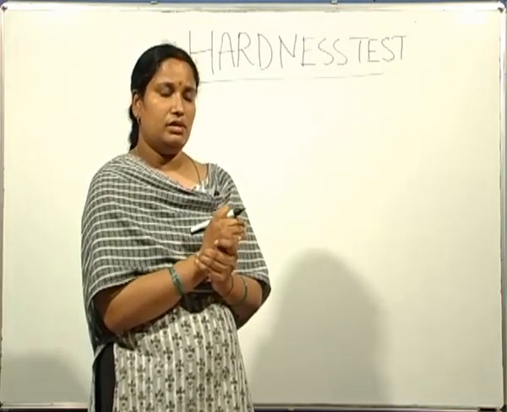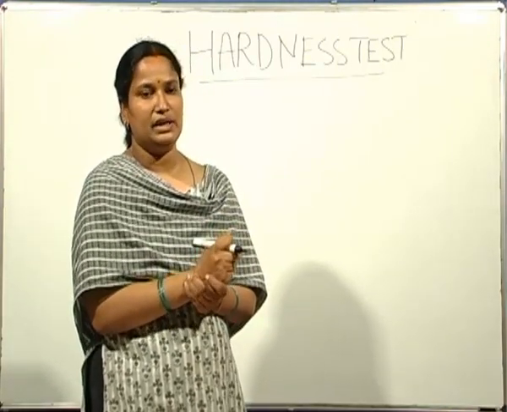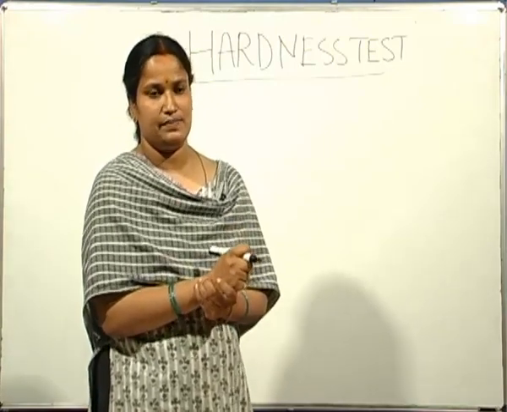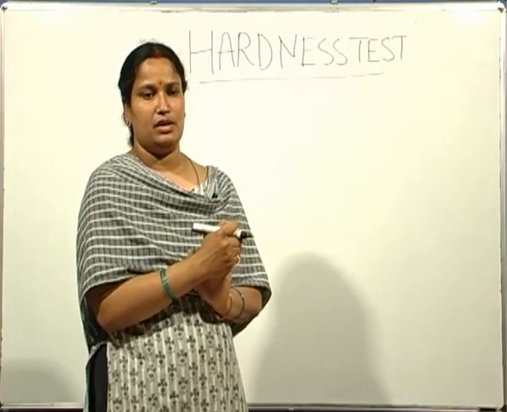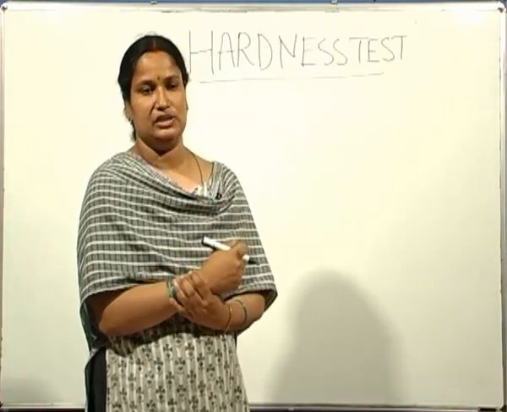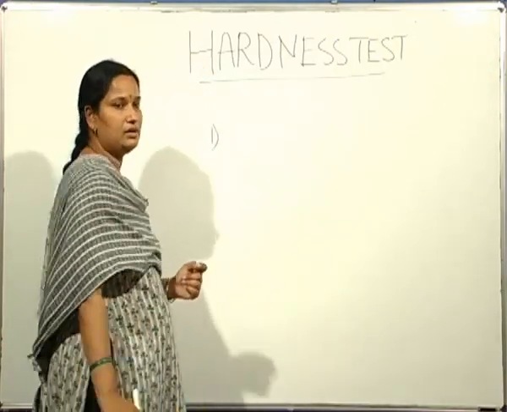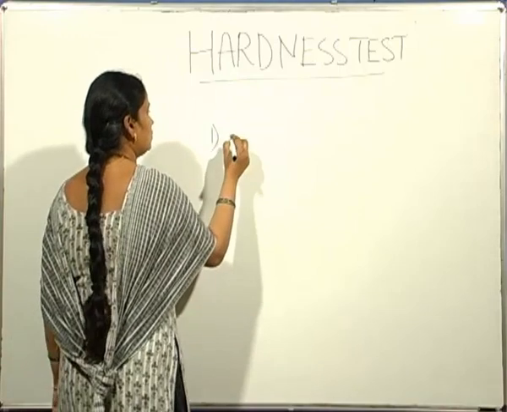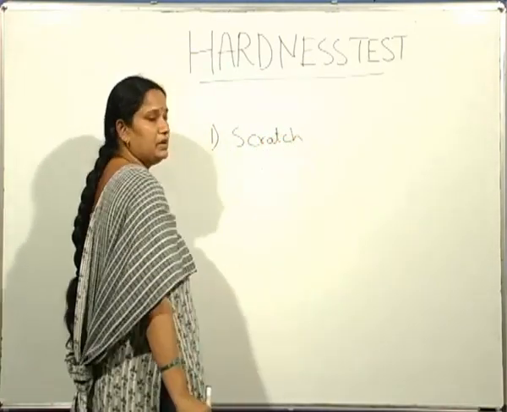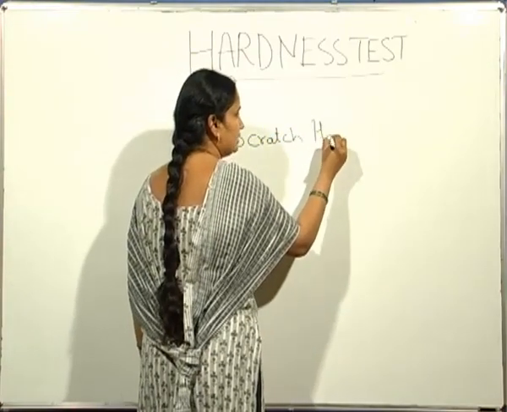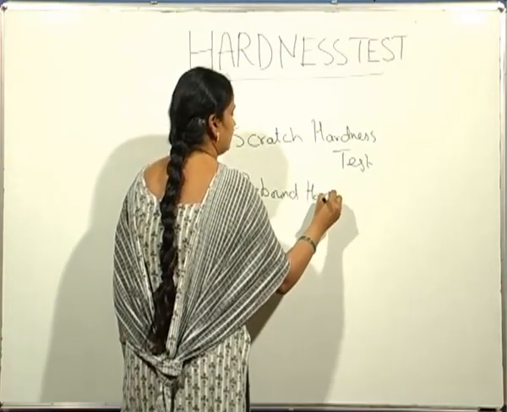There are a number of hardness tests depending upon the way the material is tested for hardness, how the hardness is measured. Among these, the three types of hardness measurements are, the first one corresponds to the oldest type of hardness measurement, that is the scratch hardness test. Second, it is the rebound hardness test.